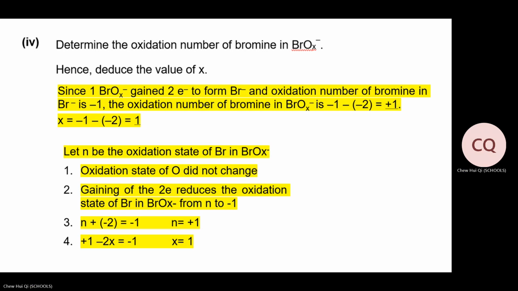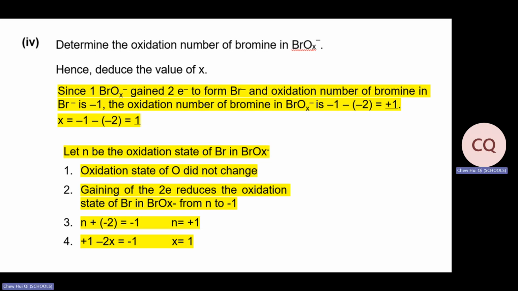Then from there, solve for x. How do you do that? Just substitute N. I'm at step 4 right now. See where my cursor is: +1 minus 2x. Minus 2 is the charge of oxygen. So negative 2x equals negative 1. Therefore, x equals 1. This is the approach.